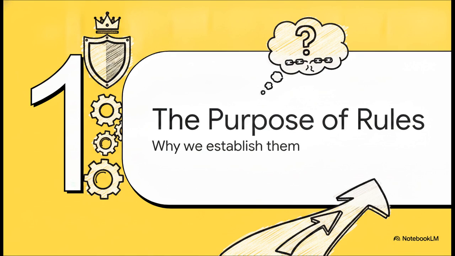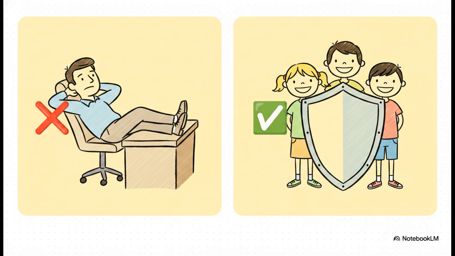Section 1. The purpose of rules. Why do we actually establish them in the first place? I want to kick things off by challenging a really common misconception. A lot of people think rules are basically just there to make the teacher's life easier, right? But the reality is quite different. Rules are not primarily for the teacher's convenience. Instead, they actually provide student security and a much-needed sense of discipline.